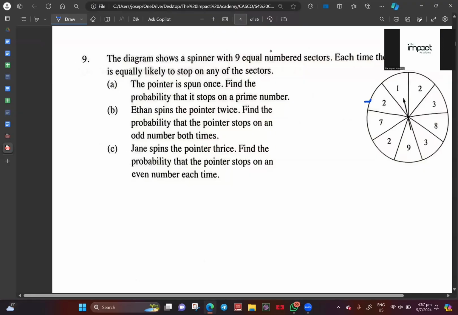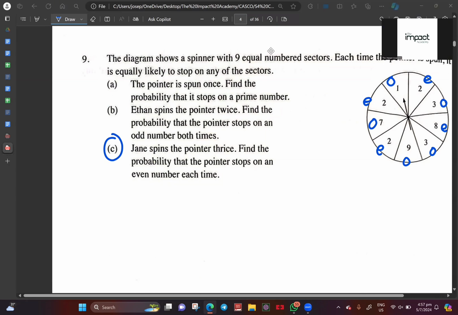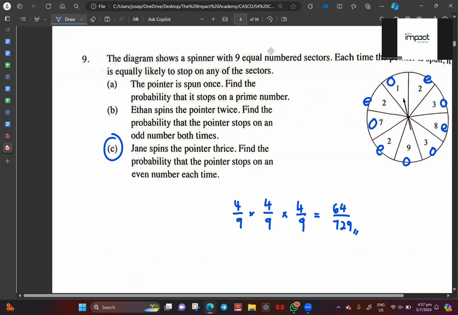Even, odd, even, odd, odd, even, odd, even, odd. Am I making sense? 1, 2, 3, 4, right? So 4 over 9 every time. Again, the numbered sectors will not disappear, right? 4 over 9 times 4 over 9 times 4 over 9, you get 64 over 729. Am I making sense? So therefore this is your answer for this question.